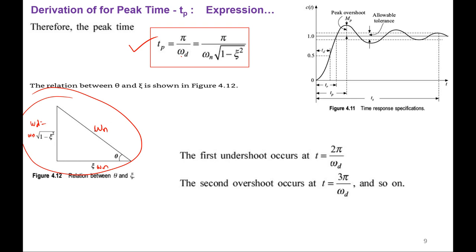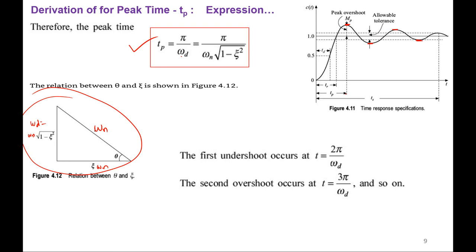Then next, this is for the first overshoot, because peak time Tp is in order to achieve the maximum value or first overshoot. If it is the second overshoot or third overshoot, what is the formula I am going to get? This is for the first overshoot, pi by omega d. Then for the first undershoot, just multiply by 2: 2 times pi by omega d. For the second overshoot, 3 times. For the second undershoot, 4 times. This continues.